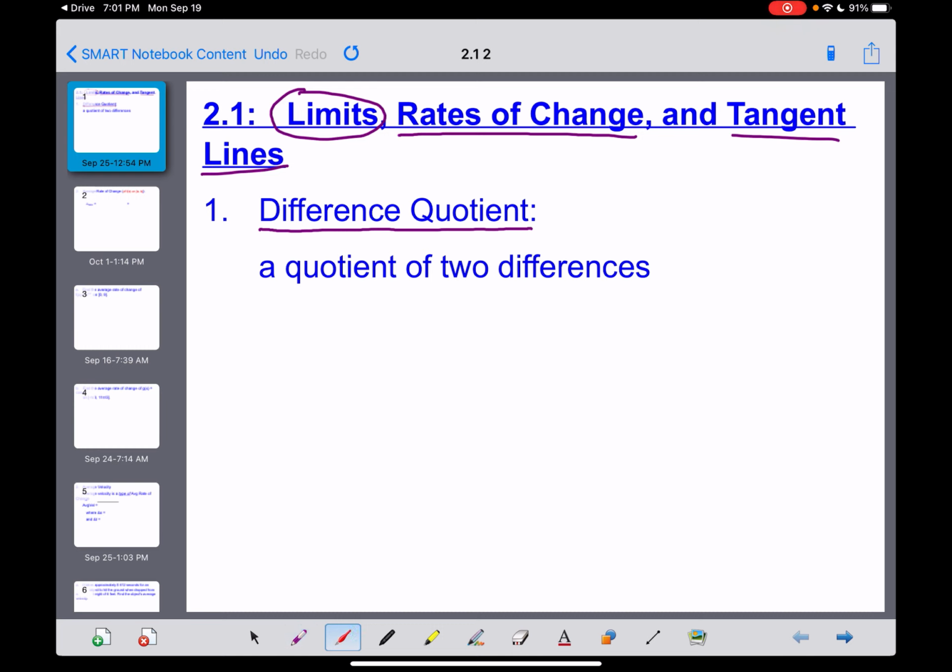A lot of things out there in the world could be a difference quotient, but the most common example, one formula that you guys have been using a ton for probably the last 5, maybe even 6 years in math, that involves subtracting two different differences and then dividing, maybe you thought of it already, is the formula you've been using forever for slope. The formula for slope is y sub 2 minus y sub 1 over x sub 2 minus x sub 1.